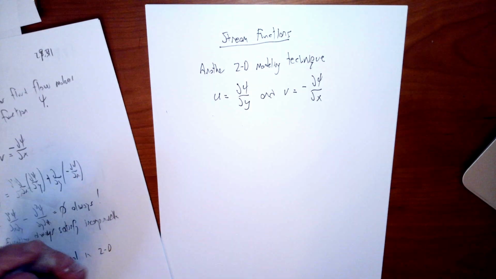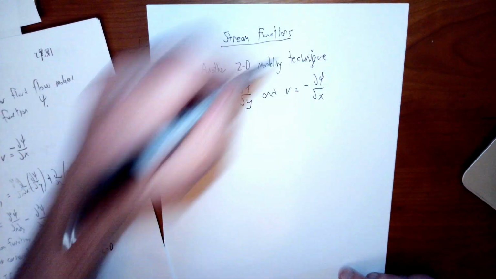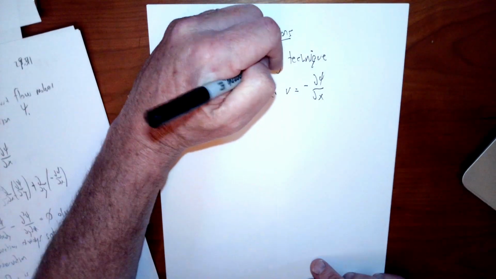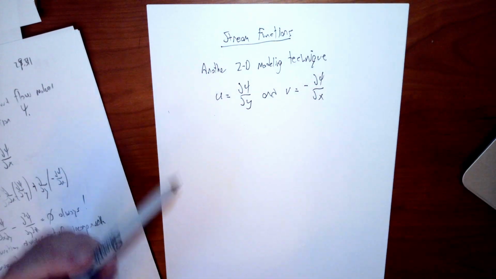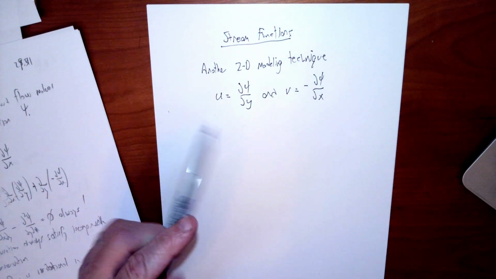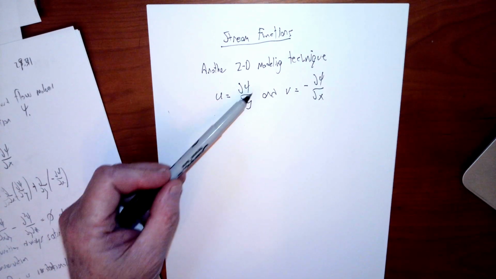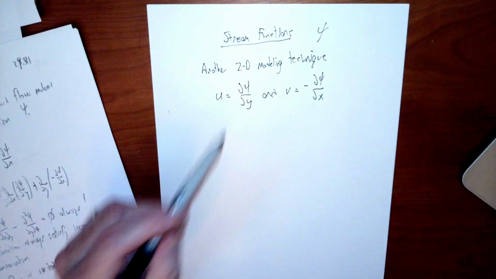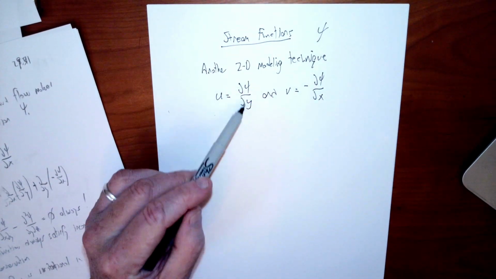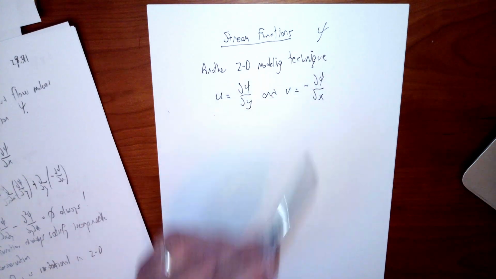So another technique that was used for 2D modeling for many, many years, and is still something that people use because it's a good way to visualize flow, is the stream function. The stream function is a 2D technique where you define u as d psi dy, and psi is always the symbol for stream function, so it's this thing that looks like a pitchfork. That is, d psi dy is u, and d psi dx with a negative sign is v.